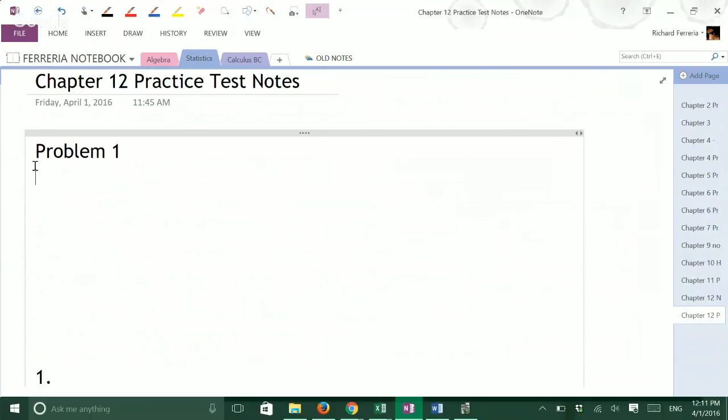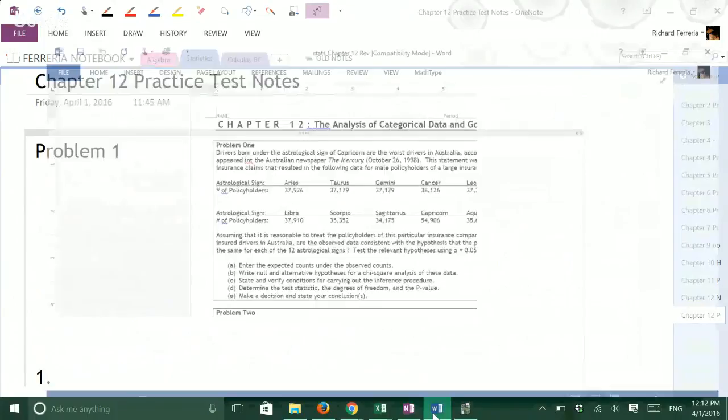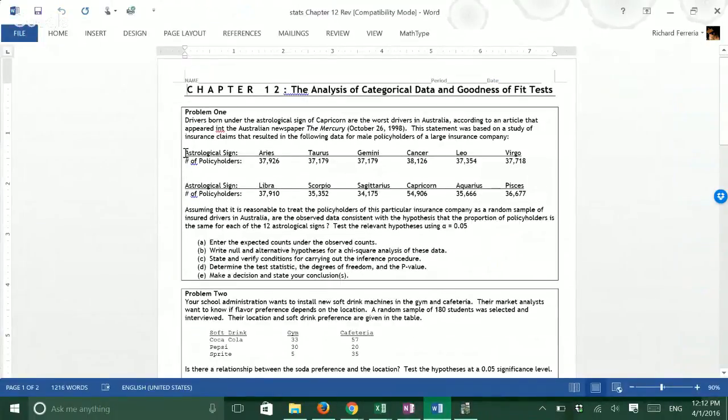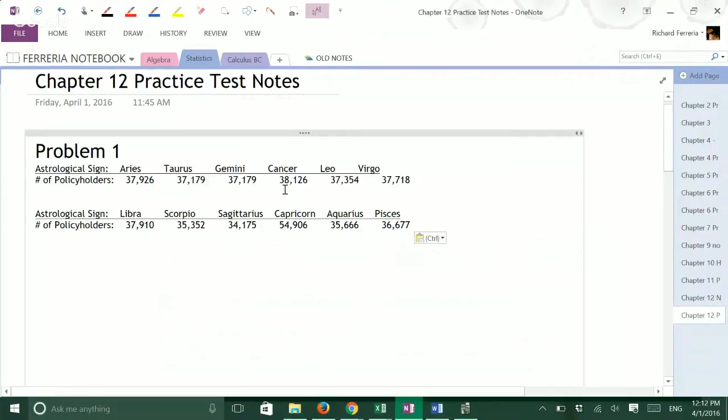Enter the expected counts under the observed counts. Gosh, I'm making this chart. It's going to take forever. Maybe I should just open it and copy and paste. Oh, it's open already. Nice. Boom. Love it. This is OneNote, yes. It's better than you think it would be.